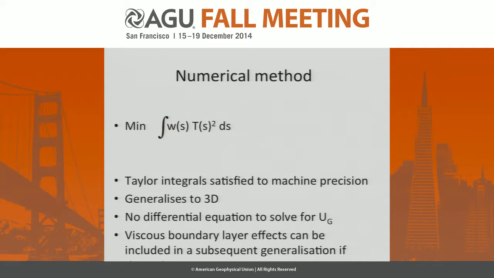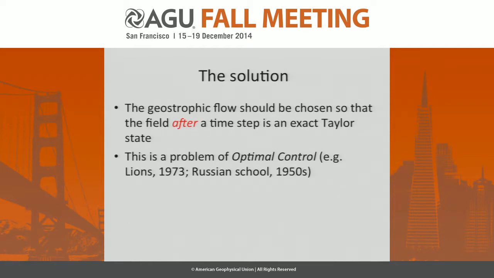We can generalize this very easily to 3D. There's a difference between how we approach this and how Taylor suggested. So there's no differential equation to solve for the geostrophic flow. And if people object to the fact that there's no viscosity here, we can actually introduce viscosity in a sort of asymptotic way in a subsequent generalization, but I think that's much further down the road. And the key thing that we do is to choose the geostrophic flow so that the field is in an exact Taylor state after we take a time step. That's what you always want to do.